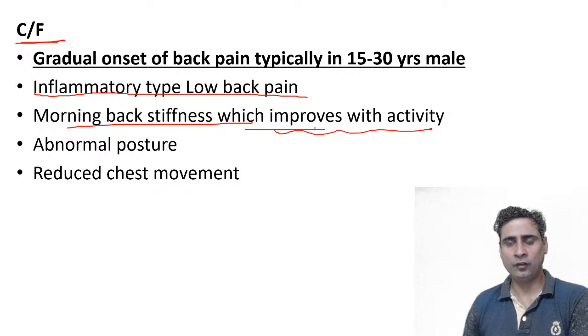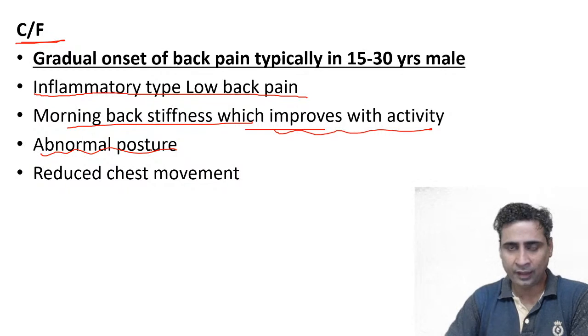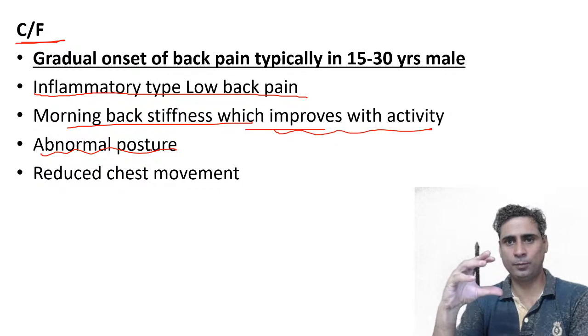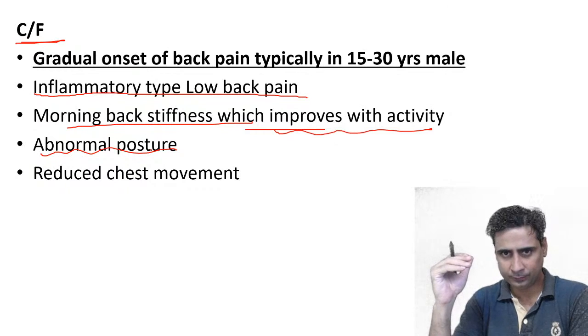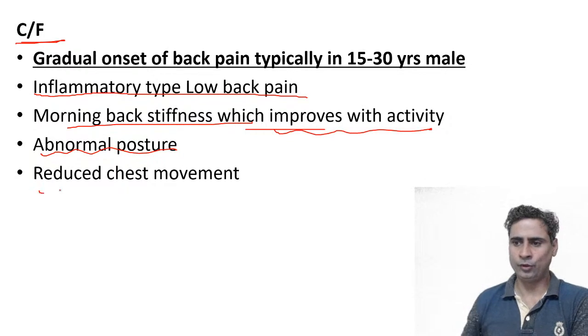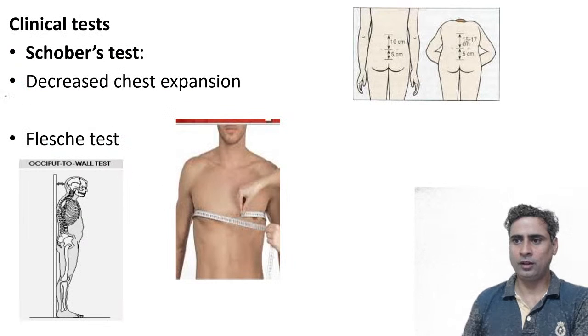If there is fusion of the spine or joints, the patient may present with abnormal posture like forward stooping gait due to kyphotic deformity in the spine or fusion of the hip in flexed position. So the patient may walk with forward stooping gait. There may be reduced chest movement. There are a few clinical tests described.